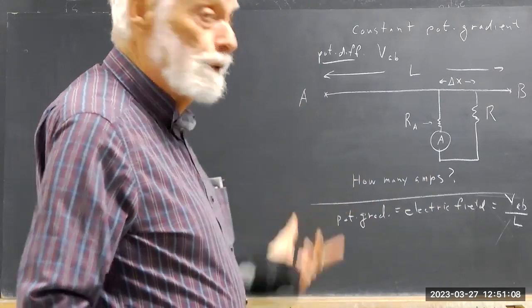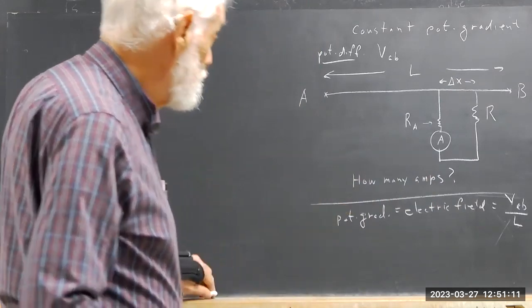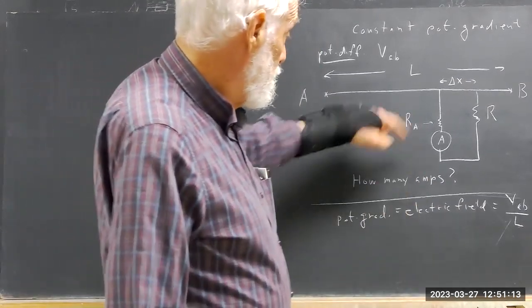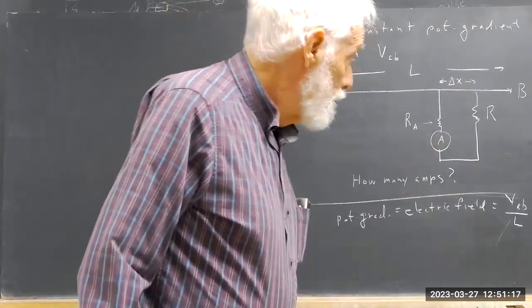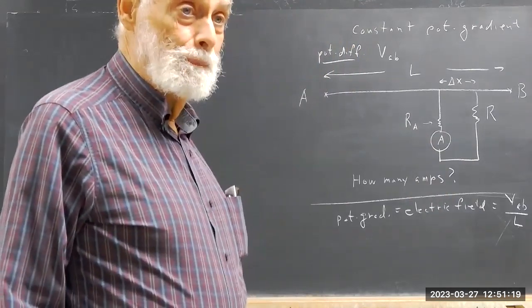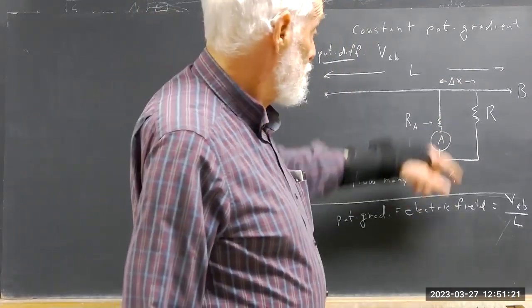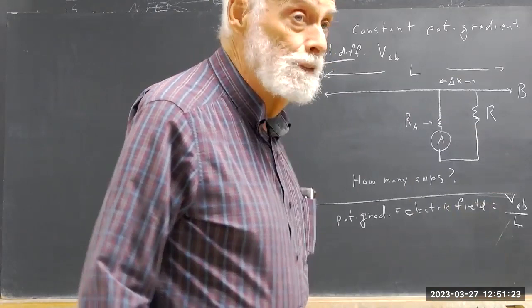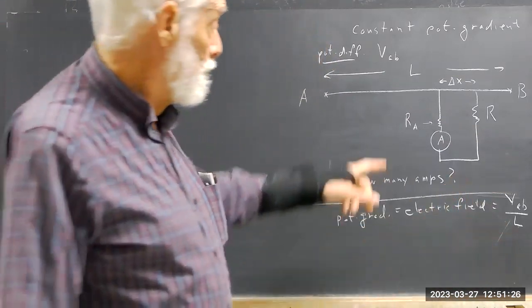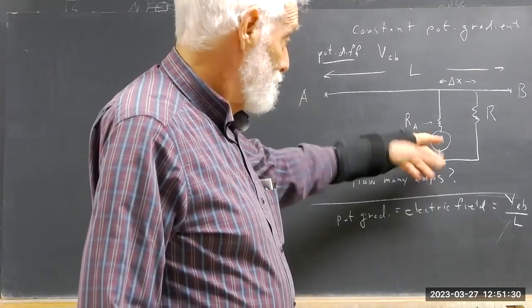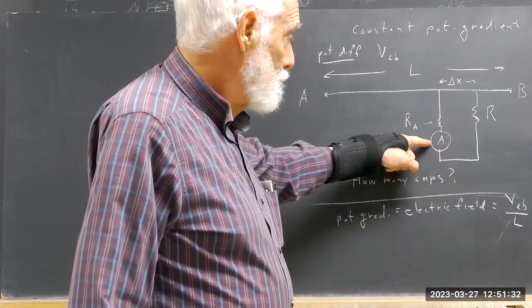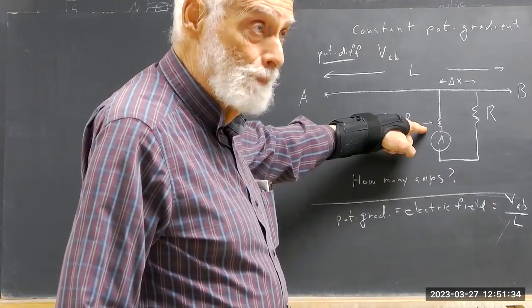Okay, so there's a potential gradient. Well, we're trying to find how many amps. You know what the potential gradient is. You've got this distance, you've got these two resistors. Assume the ammeter, well, this is the ammeter resistance, so assume that there's no resistance at all.